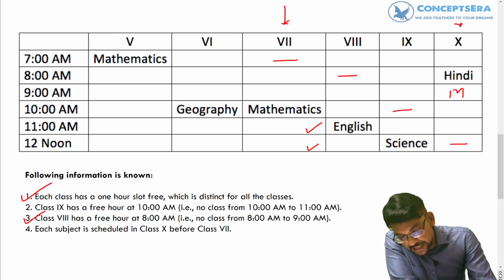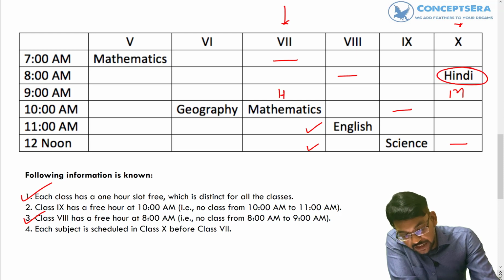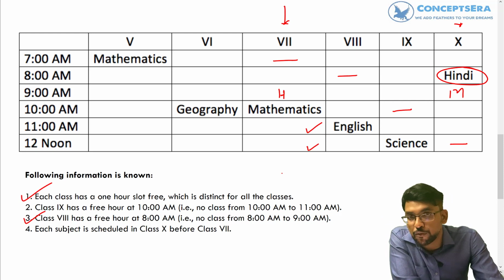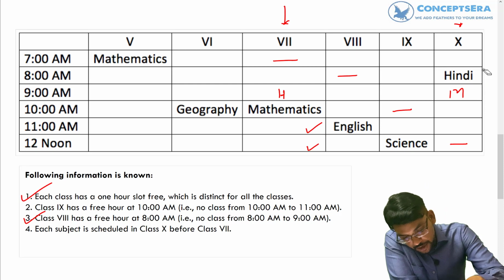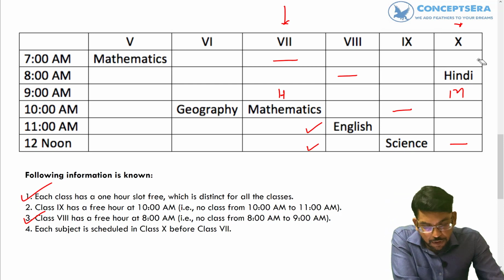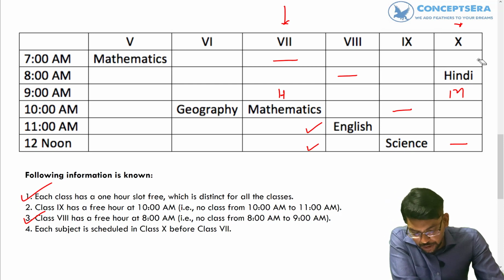And similarly, we can say Hindi can now only be at this position because Hindi has been taught at this particular position. So it cannot occur before, and the remaining two we have already fixed. Now we have filled some of the information which is required. We can move further and fill the remaining information also here.